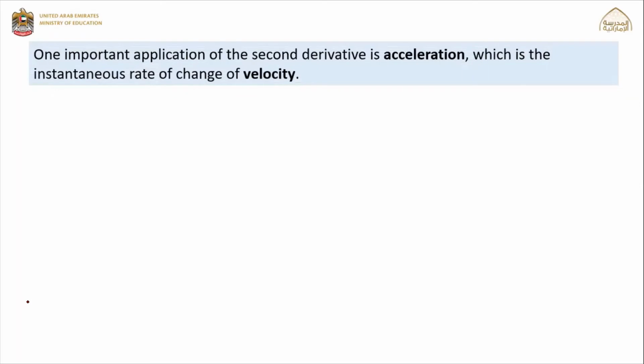One important application of the second derivative is acceleration. Acceleration is the second derivative application, which is the instantaneous rate of change of velocity. As we know before, if I have h as a height, h of t, the derivative of the height or the distance gives v of t. Now, the derivative of v of t, the velocity, gives a of t. So a of t is also the second derivative of the height, h double prime of t, or the first derivative of velocity.